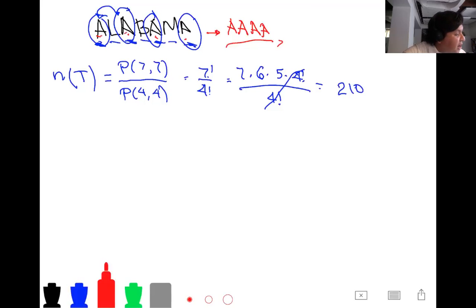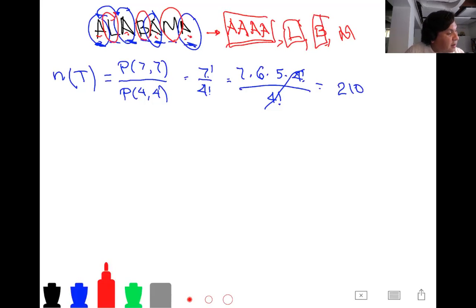So after that group of A's, what other things do we need to arrange? After the four A's, we have an L. We have a B. And finally, we have an M. So with these objects, how many ways can we arrange them? How many objects do we have? We have 1, 2, 3, 4 objects. So we actually have 4 objects to arrange.